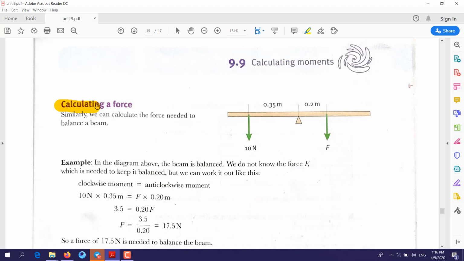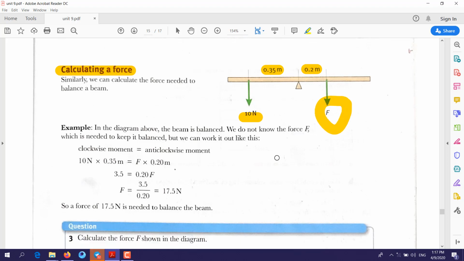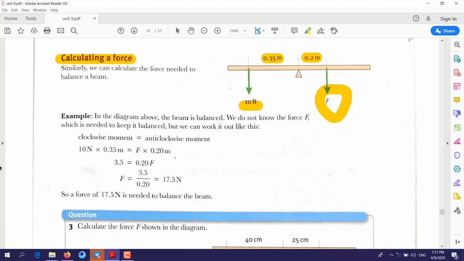Calculating force. Same as the previous example, but here, instead of having two forces and one distance, we have the opposite. We have two distances, but only one force. We need to find the other force. Again, the same way, you will write the formula. Moment equals force times distance from the pivot, force times distance. Replace the words with the numbers, do the calculations.